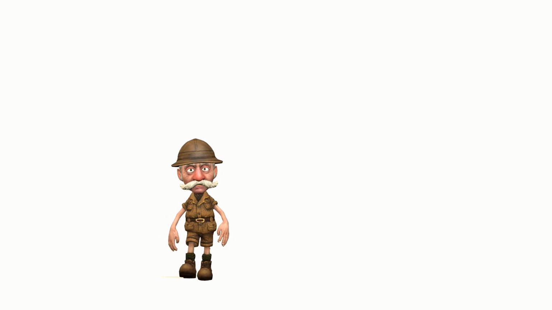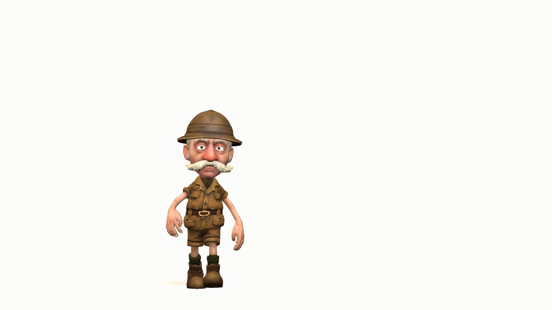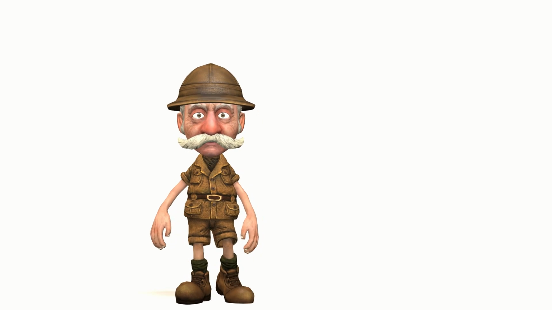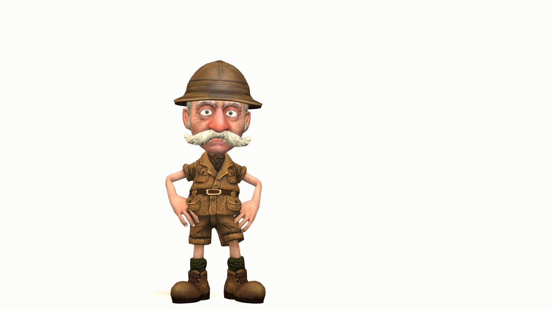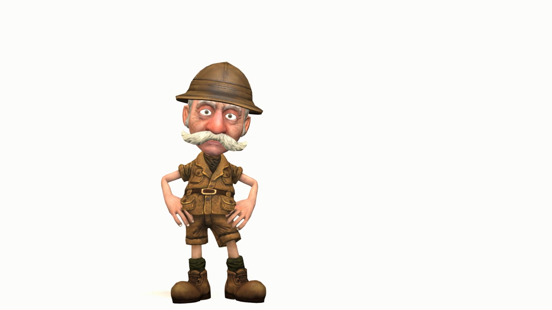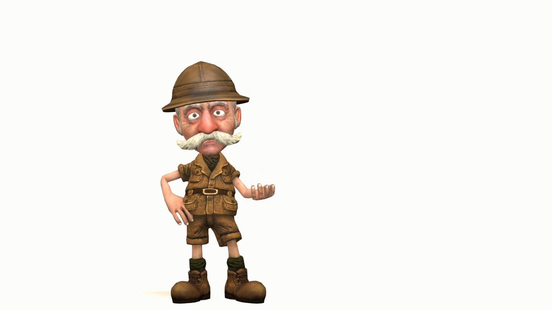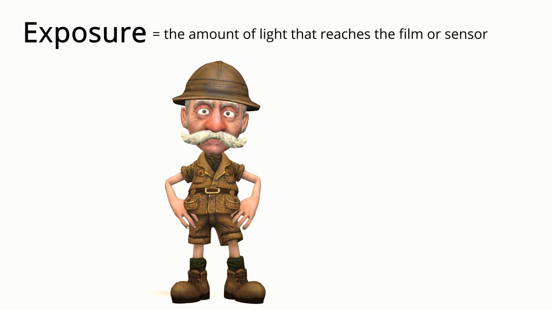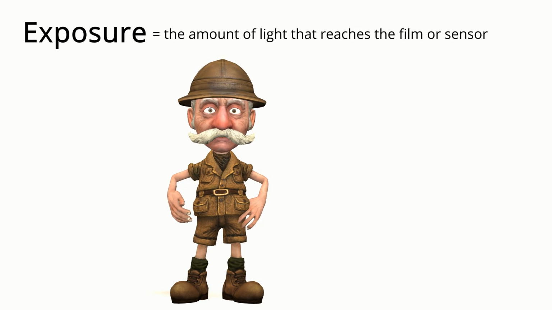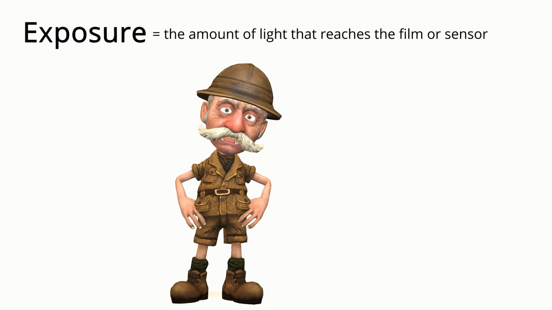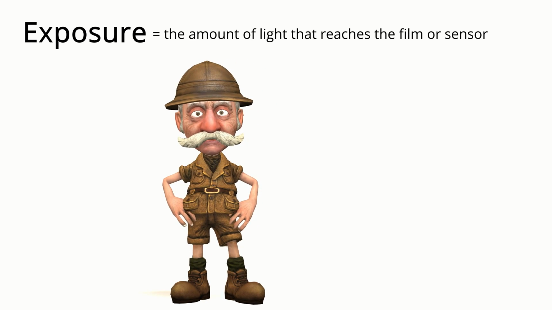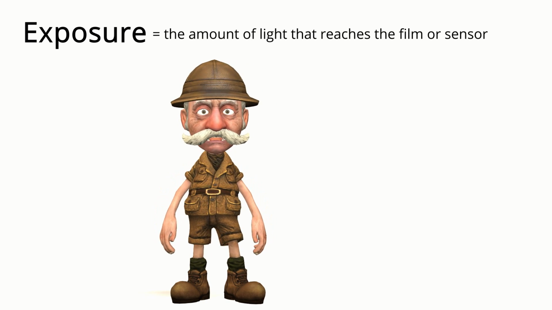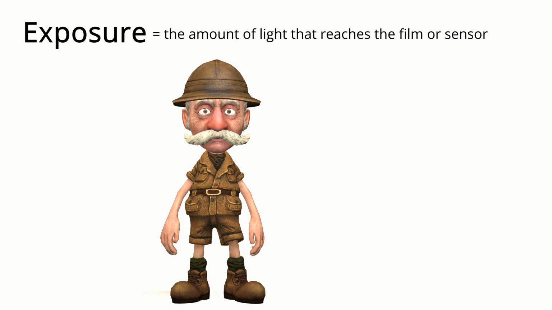So, those are the basics for how a DSLR camera captures an image. There was a lot of information presented in a very short time. The important takeaways from today are that exposure means the amount of light that gets to your camera sensor or film. Too much light and your picture will be overexposed or too bright. Too little light and your picture will be underexposed or too dark.